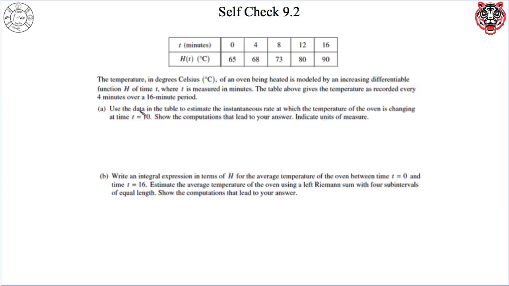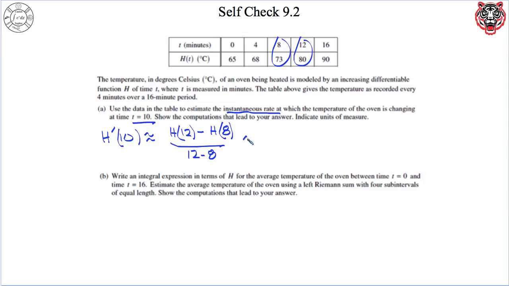All right, so temperature, using data, looking for instantaneous rate. So we're looking for a rate at time equals 10. It's very similar to the last problem. Our function now is H, so we're looking for H prime of 10. That's going to approximately be, so we're looking at 8 and 12, because those are the points on the outside. So it's going to be H of 12, b first, minus H of a, which is 8, all over 12 minus 8. And again, if you switch these, so you do H of 8 minus H of 12, and 8 minus 12 on the bottom, you'll still get the same answer.